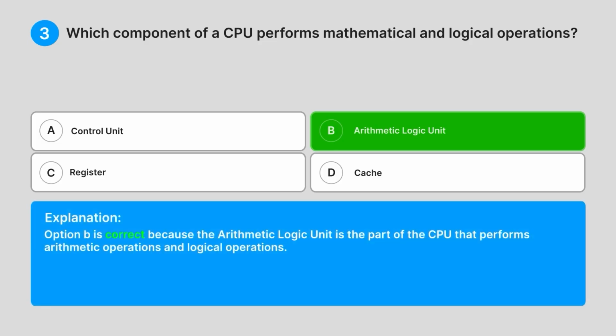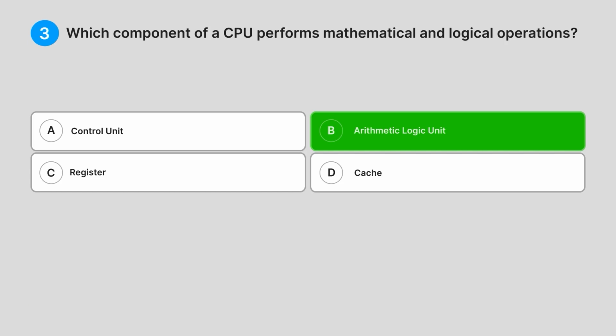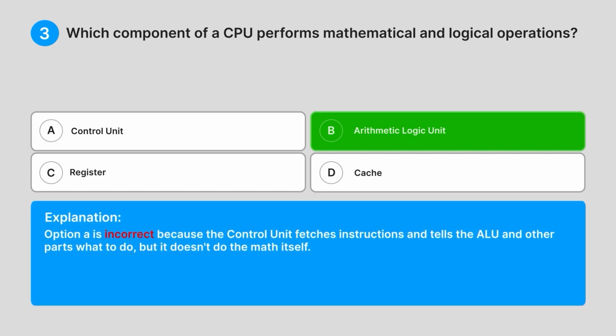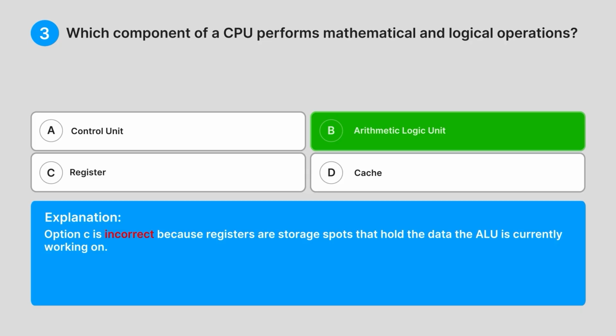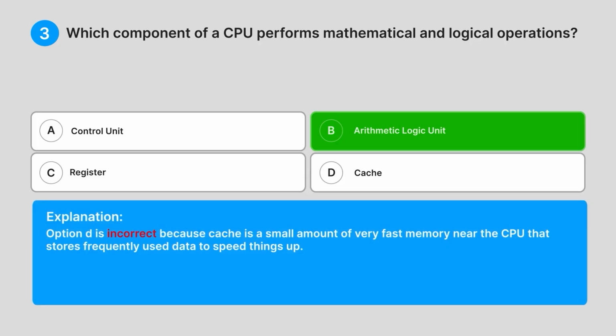Explanation, option B is correct because the arithmetic logic unit is the part of the CPU that performs arithmetic operations and logical operations. Option A is incorrect because the control unit fetches instructions and tells the ALU and other parts what to do, but it doesn't do the math itself. Option C is incorrect because registers are storage spots that hold the data the ALU is currently working on. Option D is incorrect because cache is a small amount of very fast memory near the CPU that stores frequently used data to speed things up.